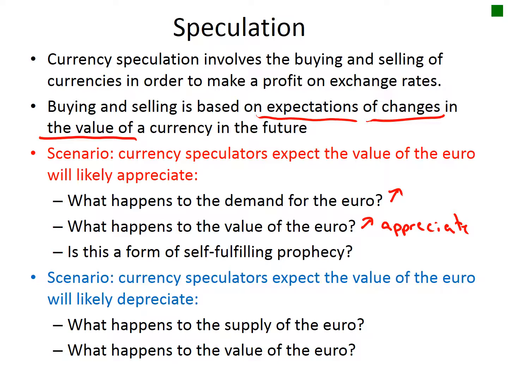And the opposite happens too. If speculators expect the value of the euro will likely depreciate, they're going to take the euro, bring it onto the foreign exchange market and leave it there to exchange it for other currencies. They want to get rid of the euro. So the supply of the euro in the foreign exchange market goes up, and what happens to the value of the euro? Goes down or depreciates. Again, like a self-fulfilling prophecy.